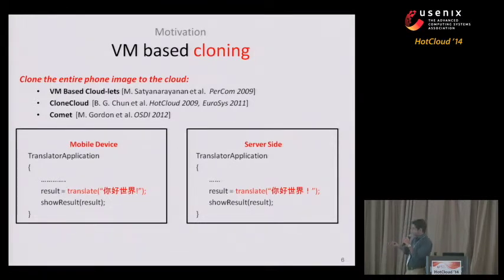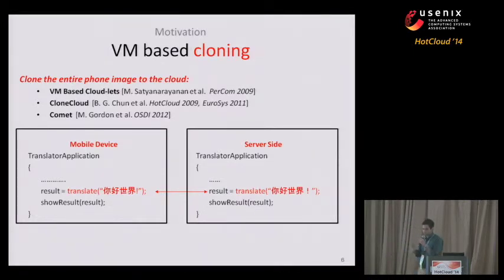The application starts its execution on the mobile device here. Whenever it approaches this translate method, which takes a lot of time to do the translation, at that point the execution in the mobile device stops. The execution switches to the server side. The server does the translation job and gives the result back to the mobile device. Once the mobile device gets the result back from the server side, the execution of the application takes its normal way.